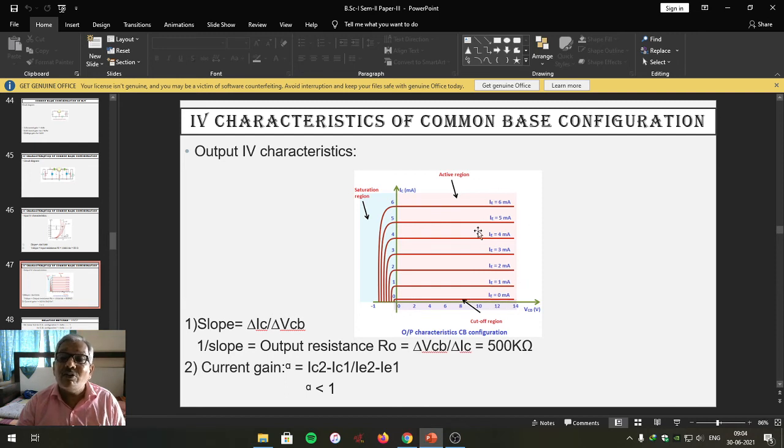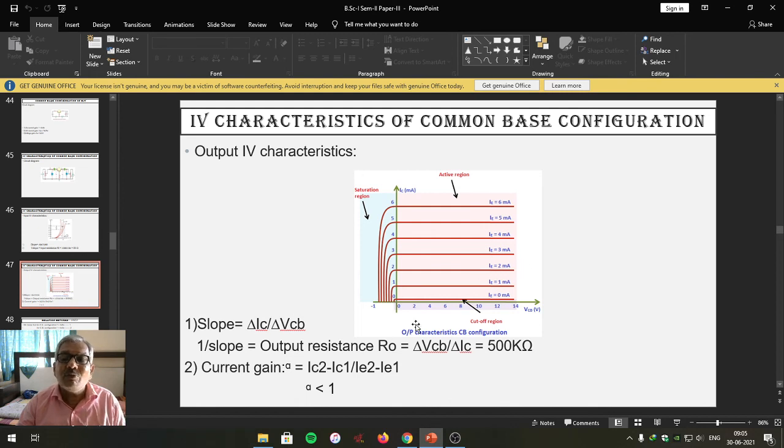Another conclusion we can draw from this particular graph, and that is, as IE increases from 0, 1, 2, 3, IC also increases. Thus, increase in input current increases the output current. Therefore, we can say that input current controls the output current. Therefore, BJT is current controlled device.